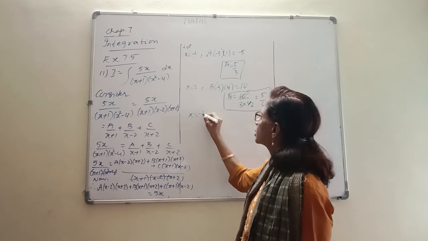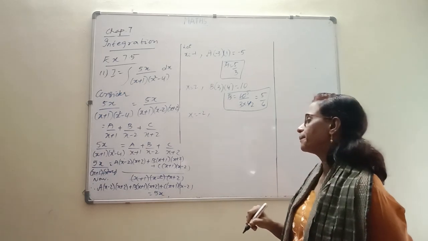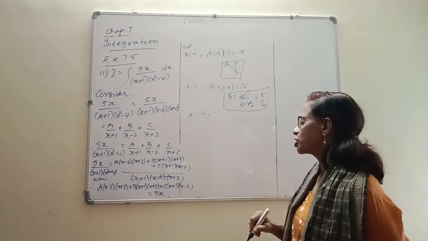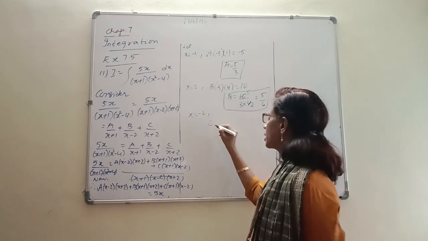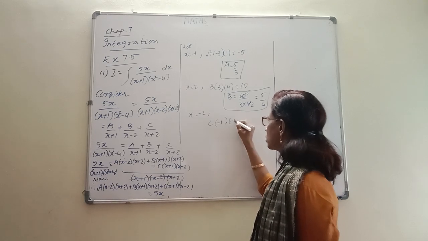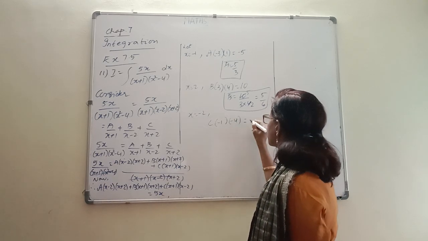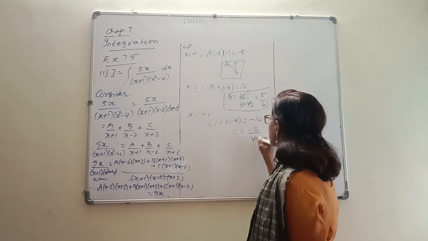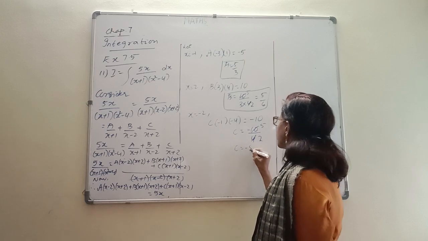x can also be -2. So if x is -2, then A vanishing and B vanishing, we'll be left with C. So C times (-1) and (-4), and here it is 5 times -2, so that's -10. So you will be left with -10 over 4, which can be cancelled, 5 times 2. So you'll get C as -5 over 2.